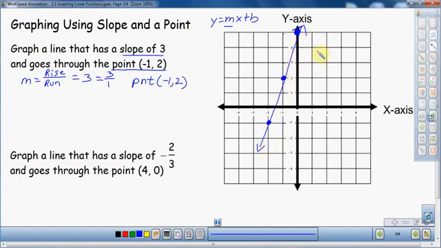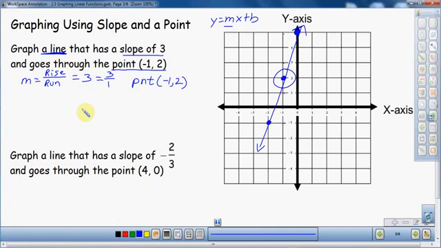Right there, and there is my line. I have a slope of 3, and it started at this point of -1, 2. And that is the line. That is the line that I was going for. Okay, so that was a little bit of over-explaining that.